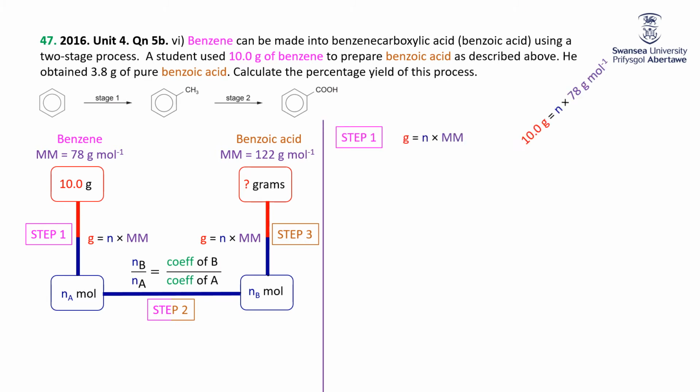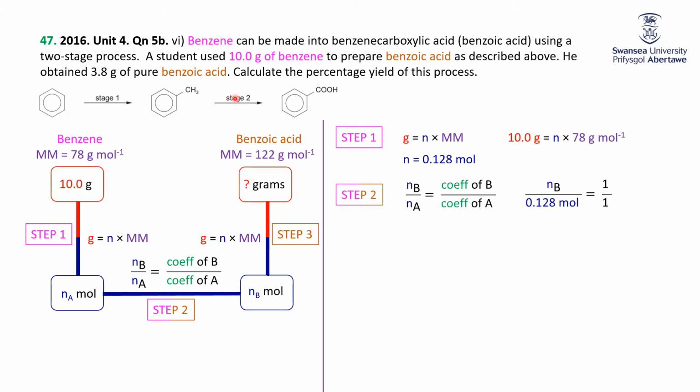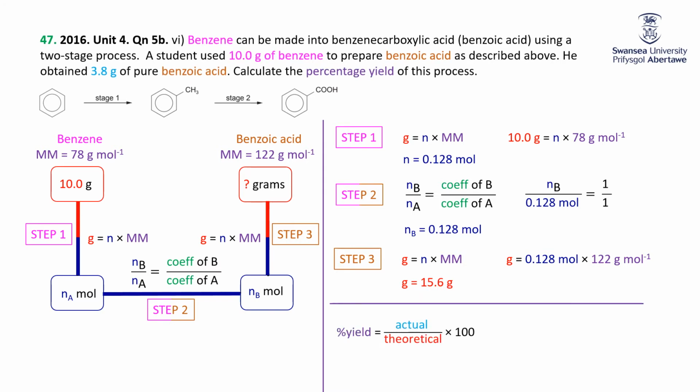And so step 1, 10 grams of benzene is equal to 0.128 moles of benzene. That's in this box. Moles of benzene to benzoic acid. What we can tell from the equation, it's a 1-to-1 reaction. So just pop that in and we get 0.128 moles of the benzoic acid, which we then convert to grams. So we could have made, or the student could have made, 15.6 grams. Student actually made 3.8 grams. So the percent yield, the 3.8 actually made over the 15.6 that could have been made, which is 24.4%.